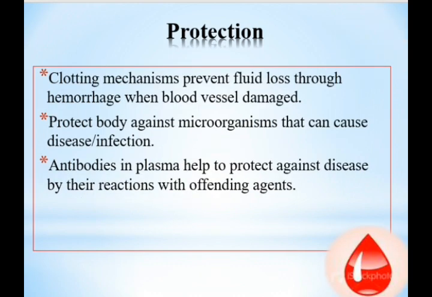Okay. Protection. The clotting mechanism prevents fluid loss through hemorrhage when blood vessels are damaged. You can see this when you have any wounds, any contusions. Usually you will not bleed to death. Usually the clotting mechanisms will stop the loss of blood. Other than that, within your blood you have a lot of white blood cells which protect your body from any microorganisms that can cause disease. You also have antibodies. Antibodies will help protect against disease by their reaction with offending agents.